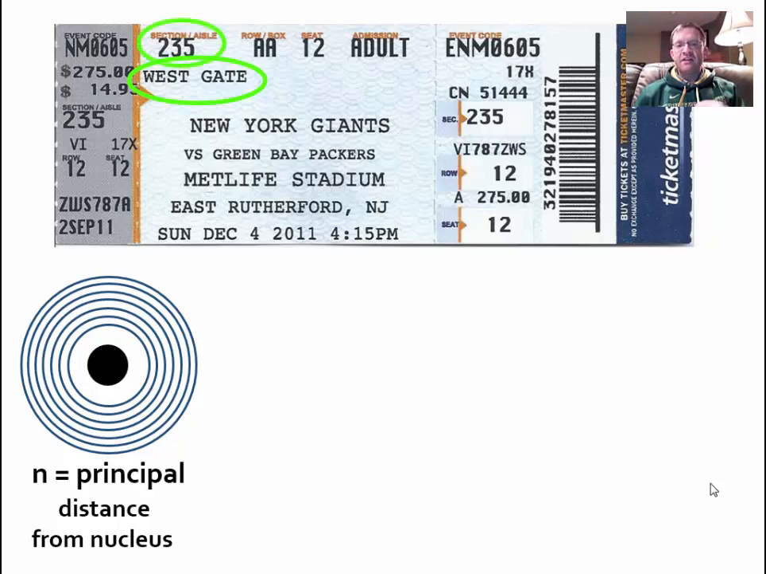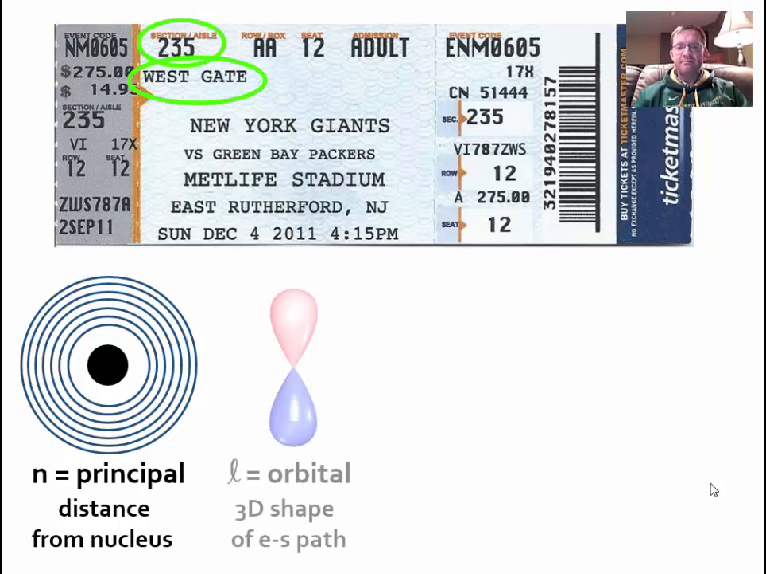The second number at the top here you see is the section. The section in a stadium is big. It's going to have hundreds of seats in it, but it's narrowing it down a little bit. Lots of folks go through one gate. Only a few hundred might go to your section. Well, in an atom, we have something kind of like a section. We call it an orbital. And in this case, the second quantum number is called the orbital quantum number. And it will tell you not which section of the atom to go to necessarily, but it will tell you the three-dimensional shape of the electron's path as it moves around the nucleus. So this is going to narrow it down for us a little bit further.